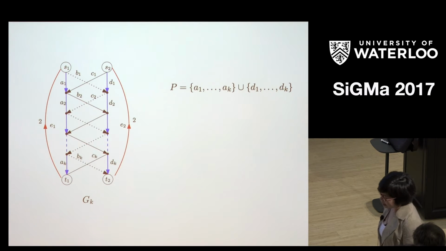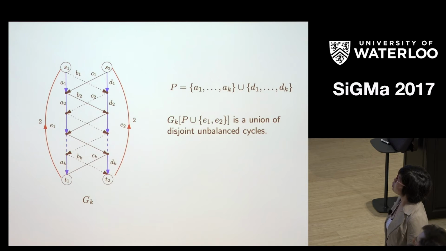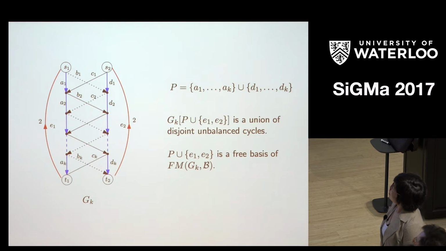And let P denote the blue edges in the graph. So the union of P and E1 and E2 is a union of two disjoint unbalanced cycles. And so the union of P and E1, E2 is a free basis of the frame matroid. I mean, a free basis means that if you add any element to the basis, you get a circuit of the matroid.